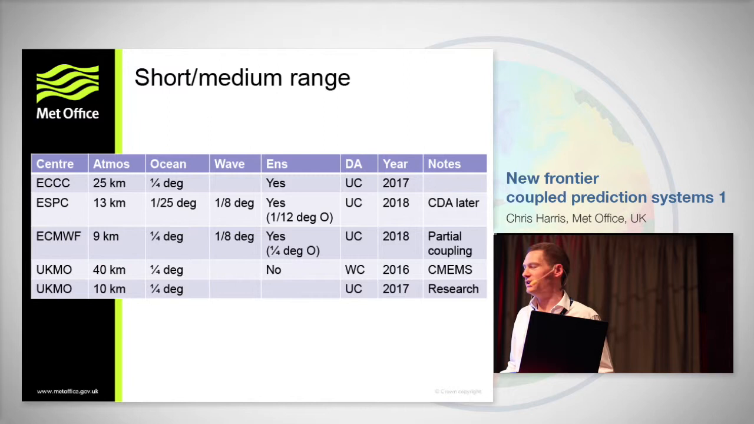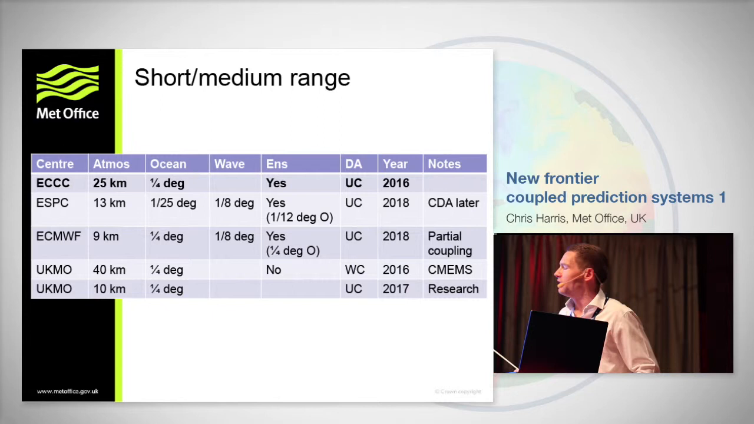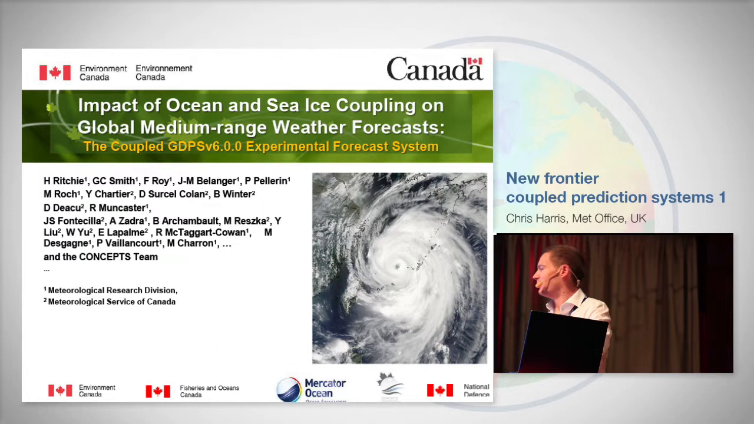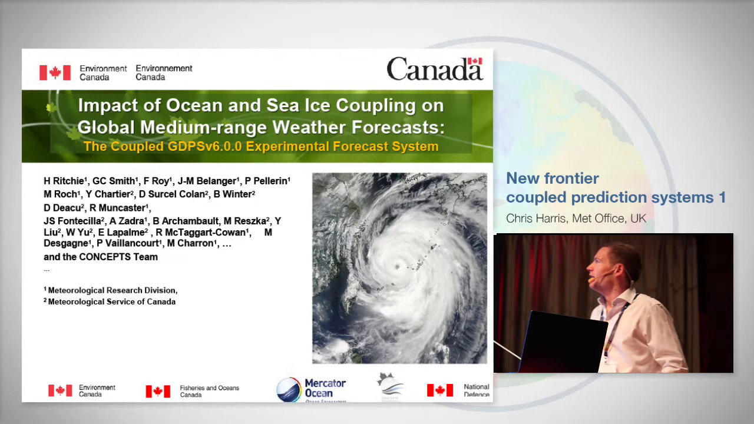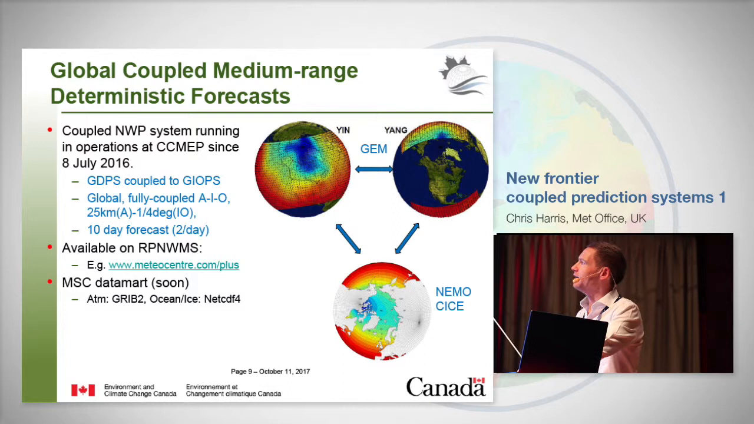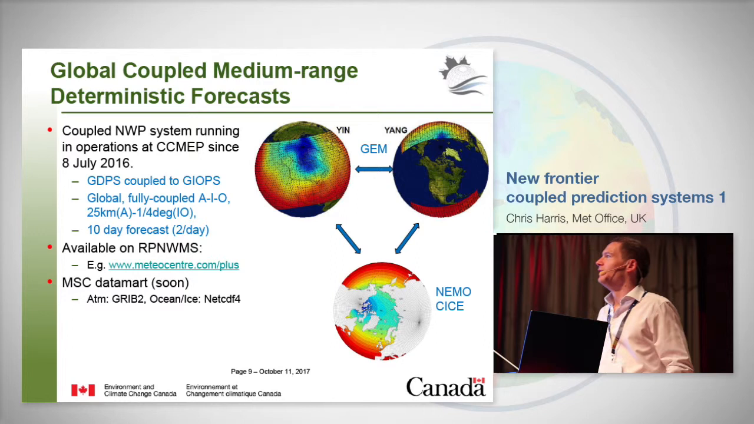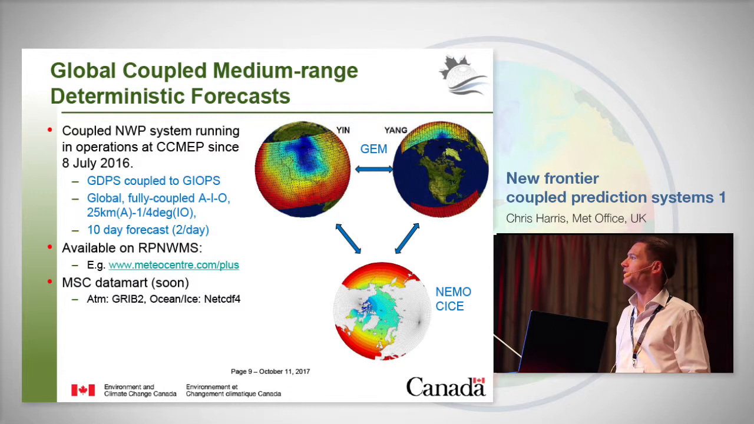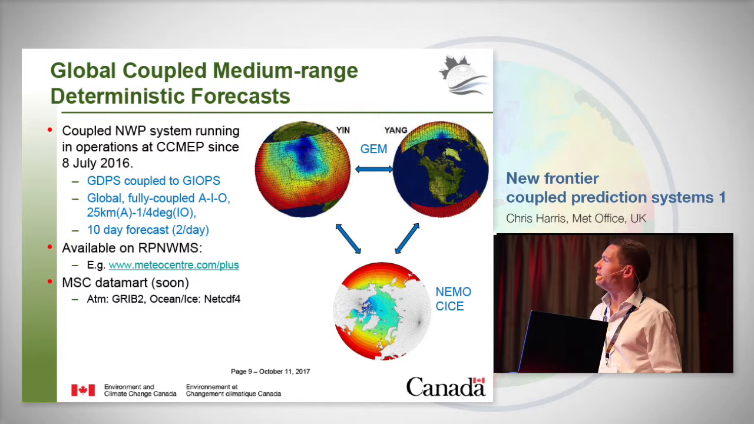So starting with the Environment Canada system, I've got a few slides. These are mainly from about a year ago, so hopefully they're not too out of date. This is what they sometimes call their CONCEPTS system, their global ocean sea ice atmosphere coupled system. It's been running operationally, and I think it was the first operational coupled NWP system with a high resolution atmosphere. As I say, it's got a 25 kilometer atmosphere. It's using a yin-yang grid in the atmosphere.